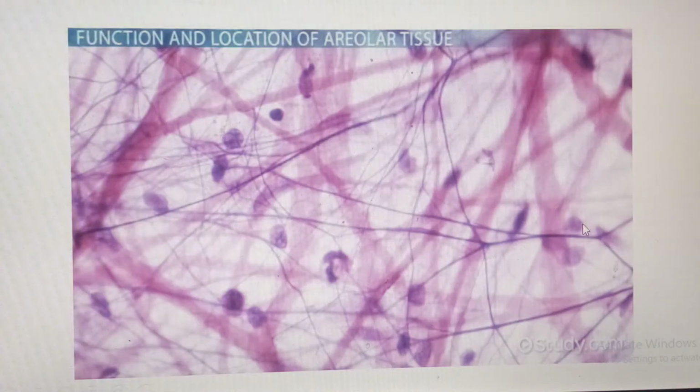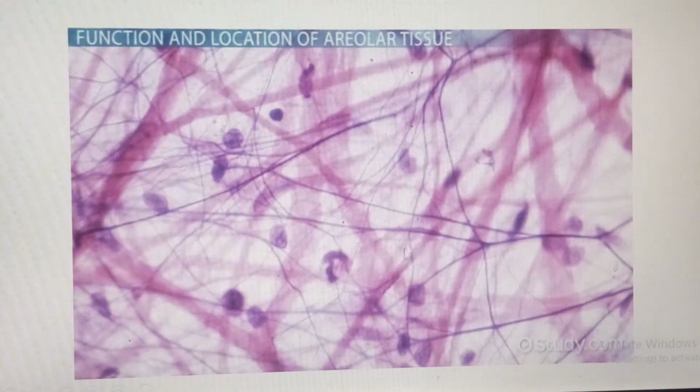Now, the other one is the loose connective tissue. I was trying to explain what this loose connective tissue is. If we want to say something is loose connective tissue, then we are going to see a lot of cells being present. Also, we have large ground substance being present.